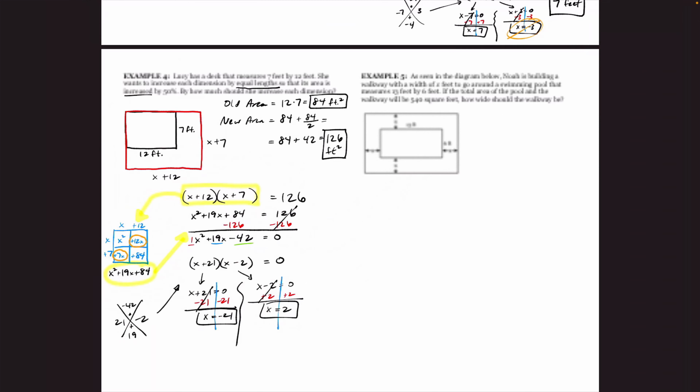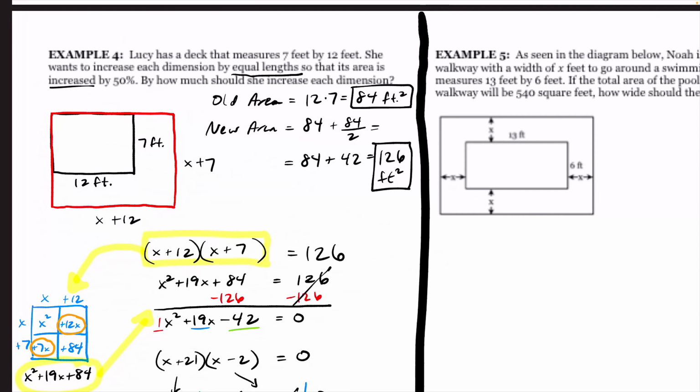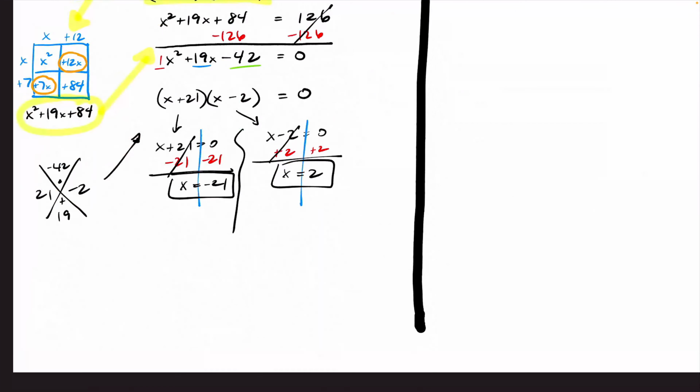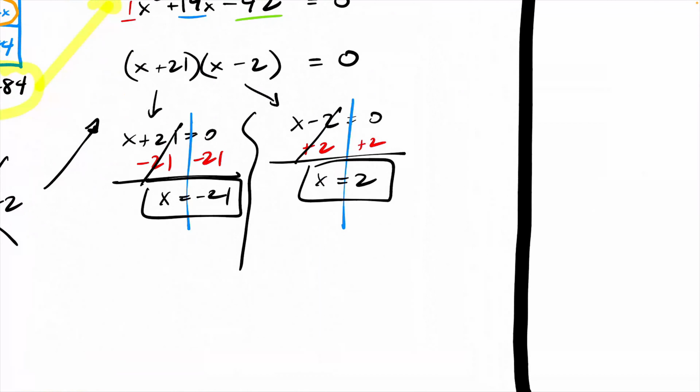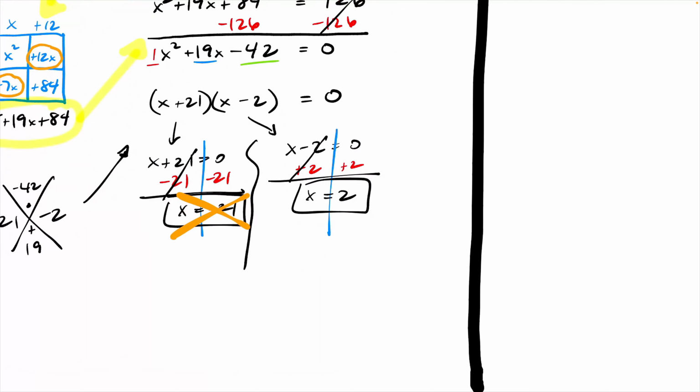Answer the question. Have we answered the question? No, we have not answered the question. The question says, how much should she increase each dimension? How much should we add to 12? How much should we add to 7? How much should she add? Positive 2, yeah, positive 2. Because you can't add negative 21, right? We can't add negative 21 because I can't measure that. I don't have a measurement that does negatives.